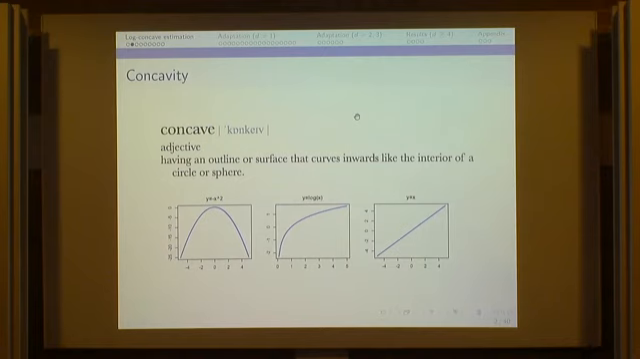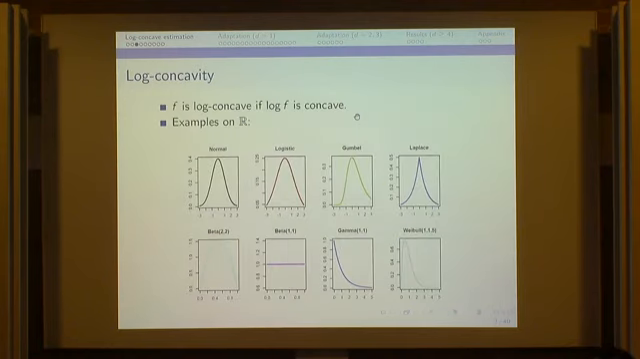First, we need to know what concavity means. I'm sure everyone knows this. This is the definition in the dictionary: having a surface that curves inwards like the interior of a circle or sphere. These functions are all concave functions. And the definition of log-concavity is quite simple. We say f is log-concave if log of f is a concave function on its domain. So we can write f as exponential of a concave function phi.